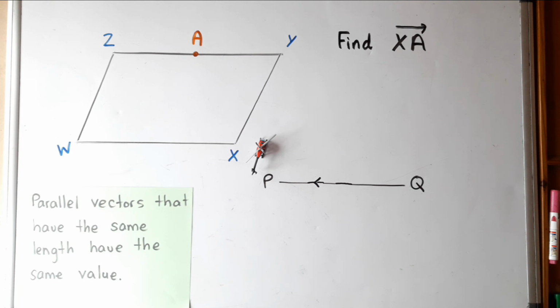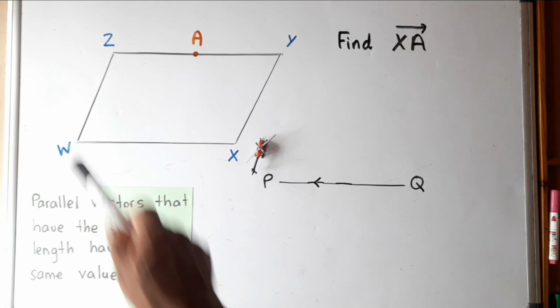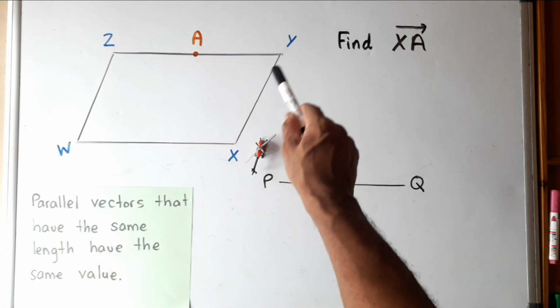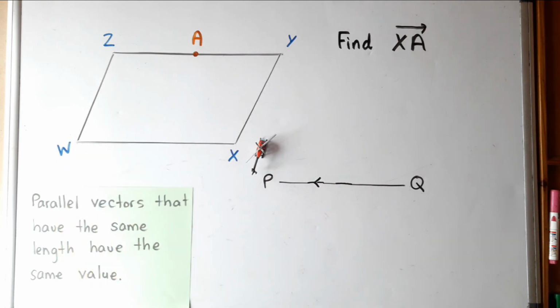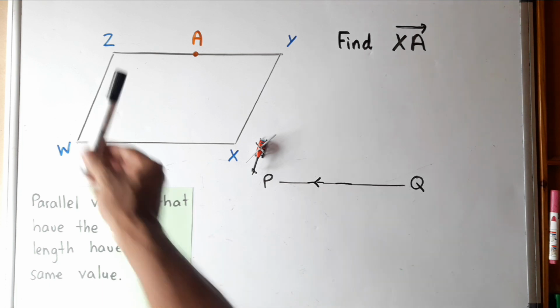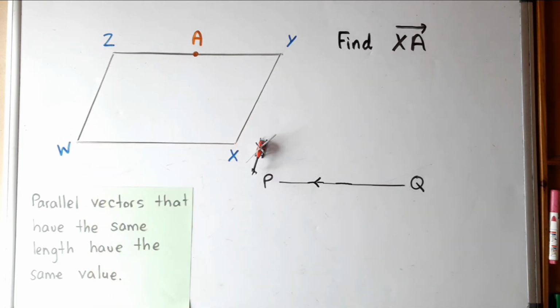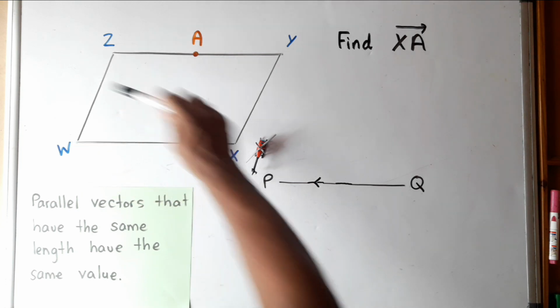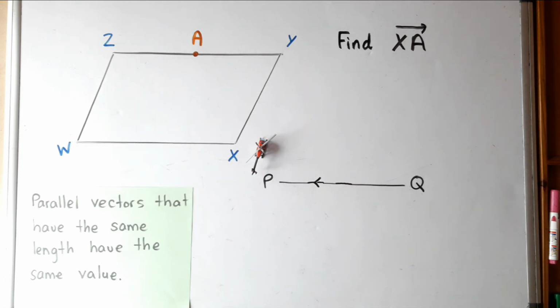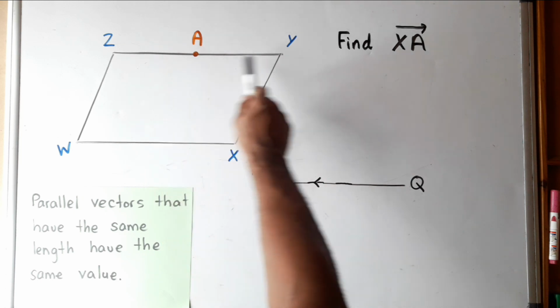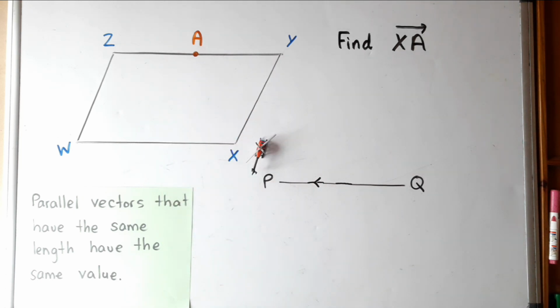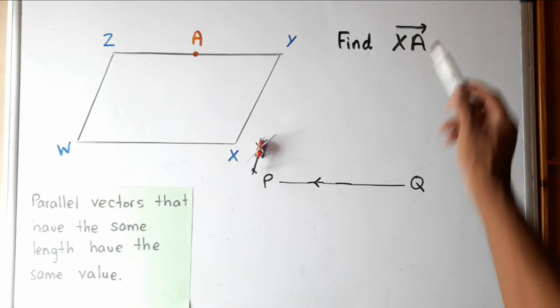you came across this particular question where they gave you a parallelogram. Just to recap, the opposite sides of a parallelogram have the same length and they are also parallel, which means these two are parallel and have the same length, and these two are also parallel and have the same length. Just to clarify, what the question had asked the students to do was find the vector XA.